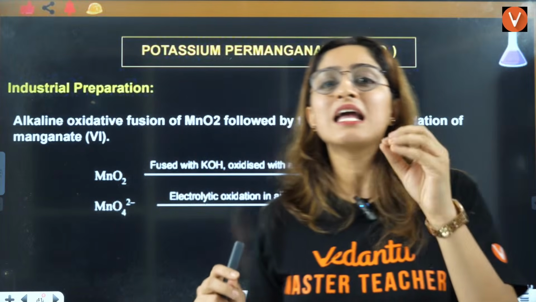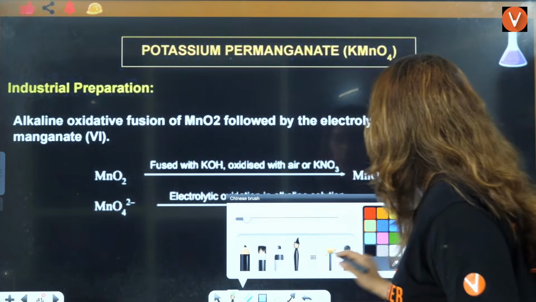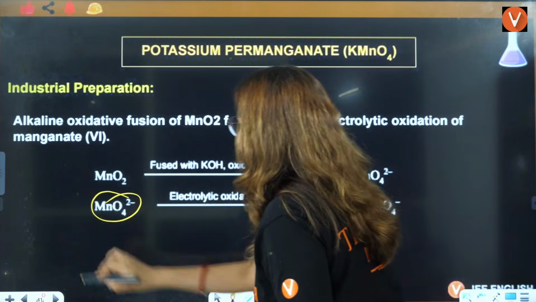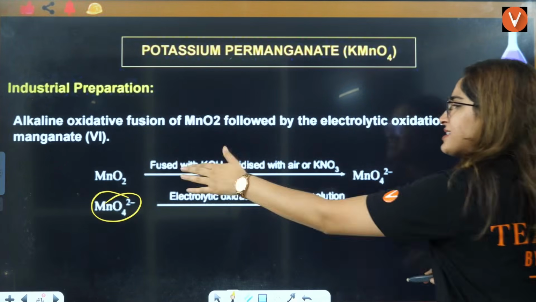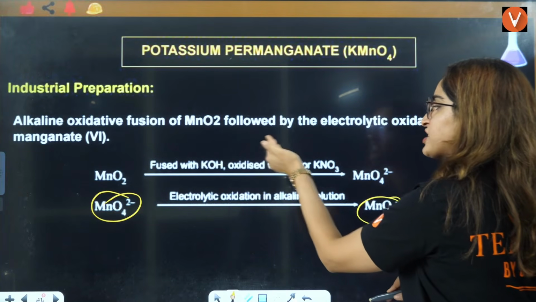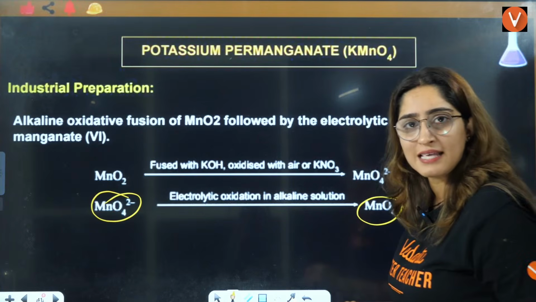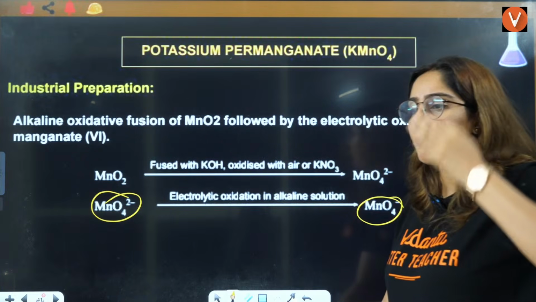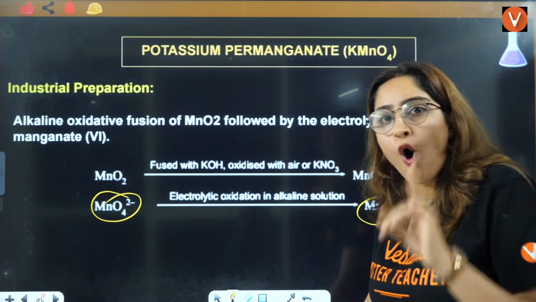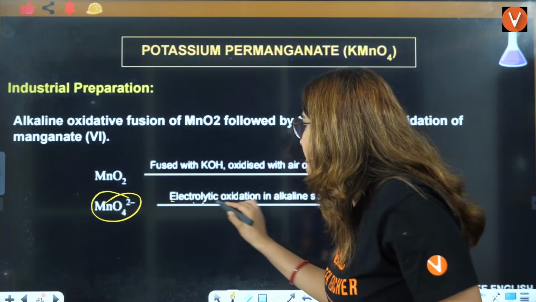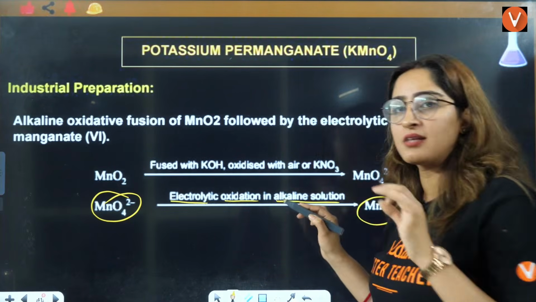Second way is electrolytic decomposition. Okay, so here, this is manganate, right? This is permanganate. The first step is the same: the pyrolusite ore is fused with KOH and oxidized using an oxidizing agent. Second step is the manganate to permanganate conversion on the basis of electricity, that is electrolytic oxidation in alkaline solution.